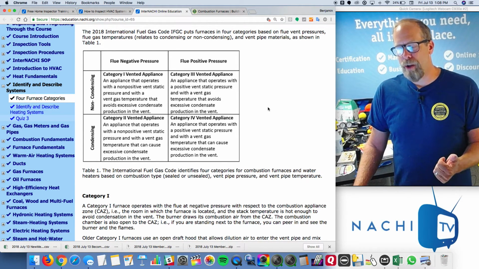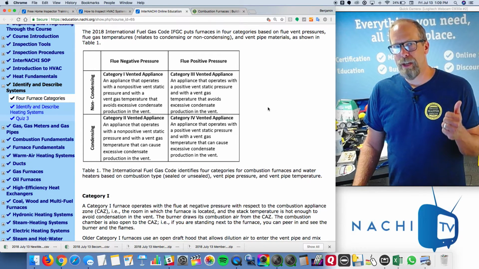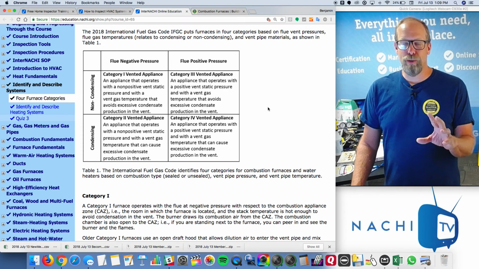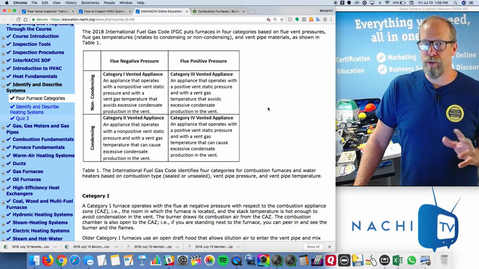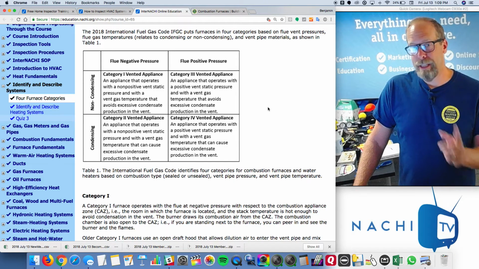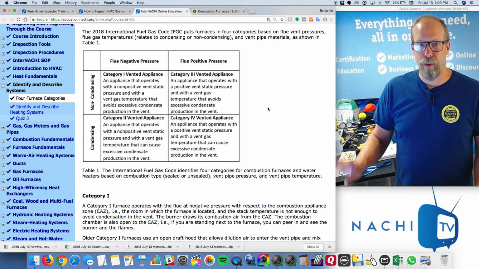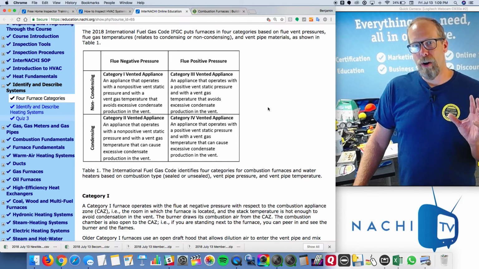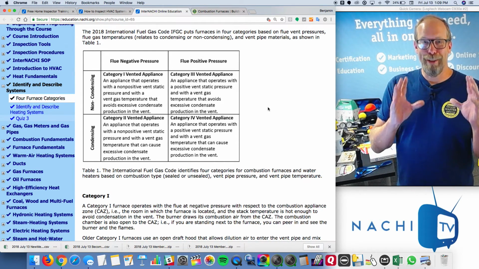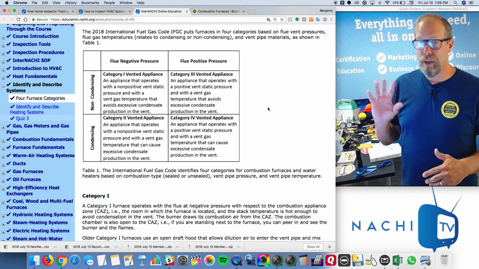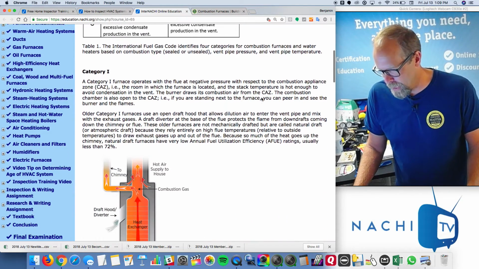And they're based upon the flue vent pressures, the flue gas temperatures, which relates to whether the unit is condensing or non-condensing, and vent pipe materials. And inside the course, there's a table there with the four categories. Home inspectors inspect usually around the category one and category four areas. Category two and three we'll talk about later.